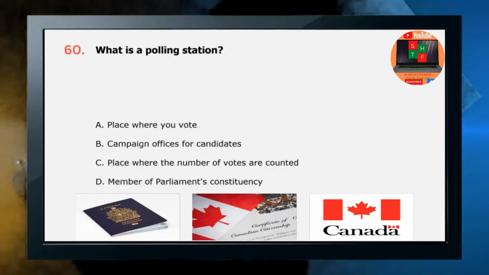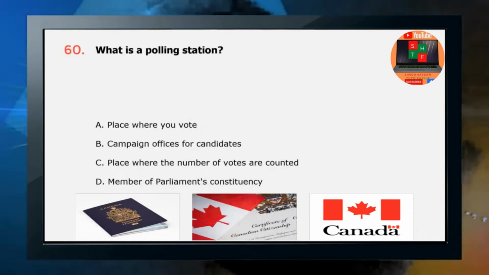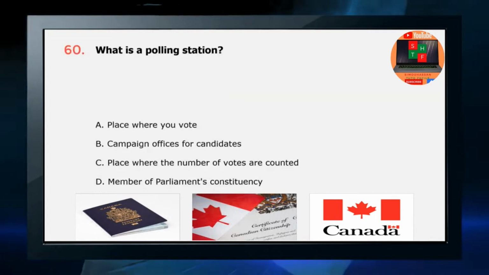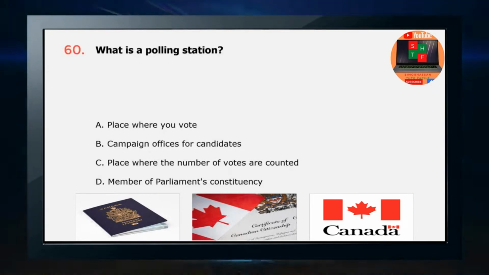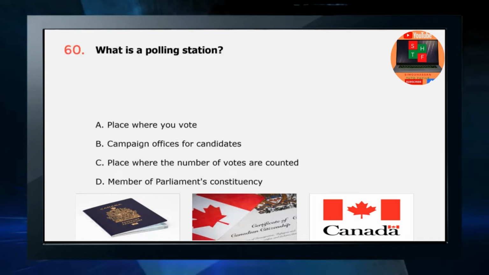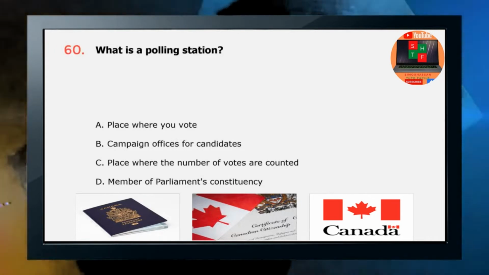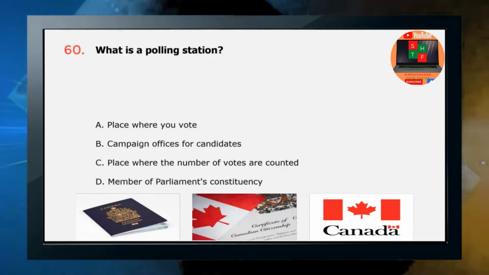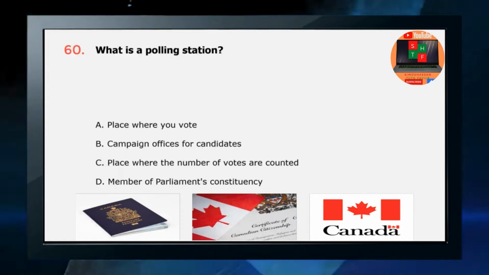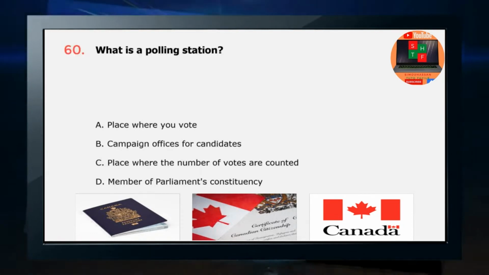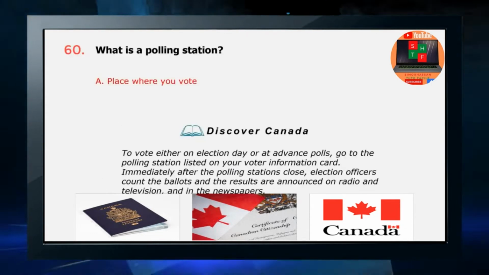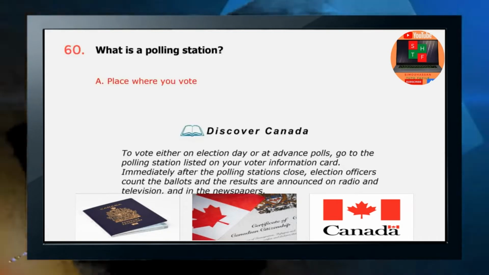Question 60. What is a polling station? A. Place where you vote. B. Campaign offices for candidates. C. Place where the number of votes are counted. D. Member of Parliament's constituency. The answer is A. Place where you vote.